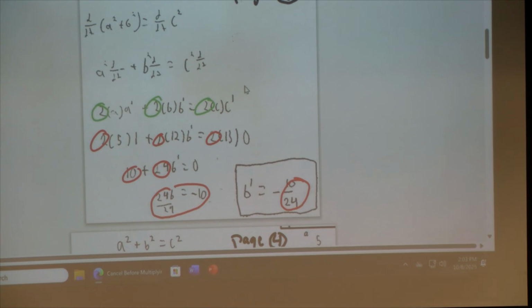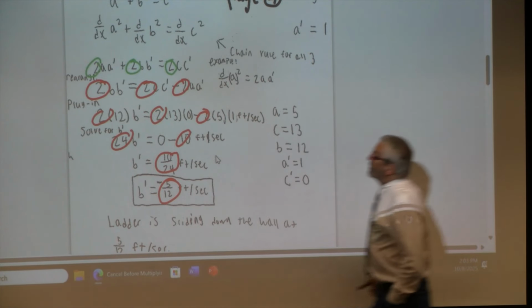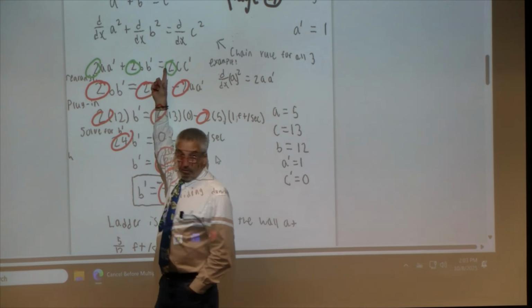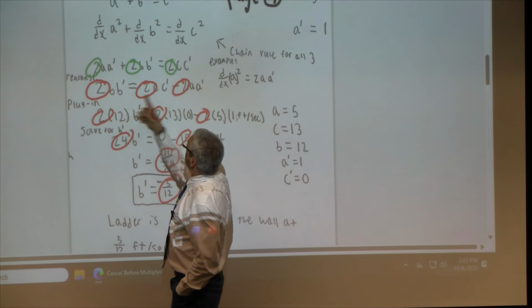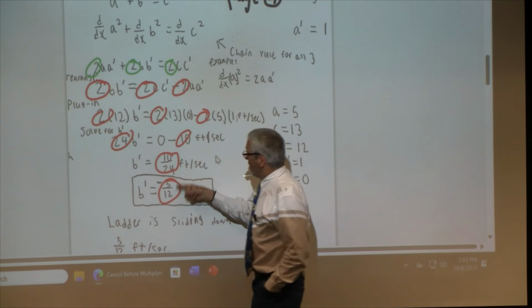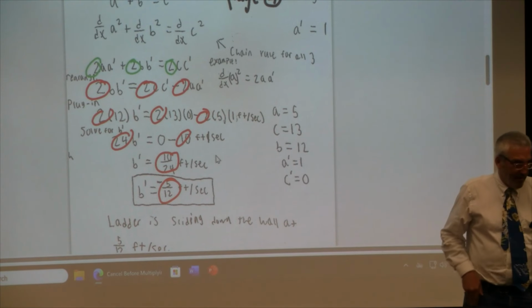Now look at the next paper. This person ended up with the right answer, but again, look, 2, 2, 2. Those 2's could have canceled right then. But instead, this person wrote 1, 2, 3, 4, 5, 6, 7, 8, 9 steps with all these extra 2's in them that were completely unnecessary.